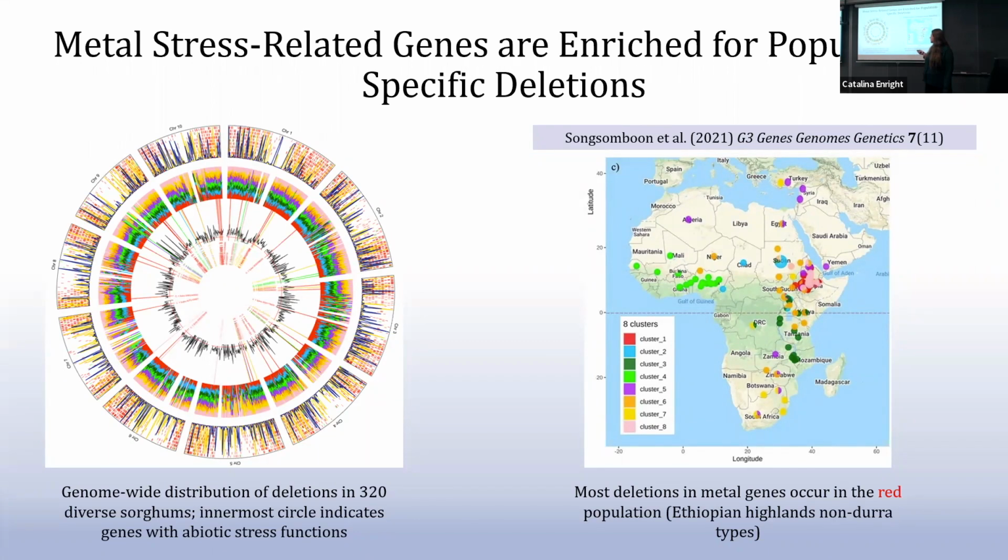Here we've actually got some gene IDs. The only thing you can really take from this is that the place where we actually see the metal transporters seem like they have the most deletions is in the red group. And the red group is specifically over here in Ethiopia, and it seems to be the Ethiopian highland sorghum. So it's a particular group of them. So not necessarily related to sweetness in that case, but still showing something about population adaptation and diversification in sorghum.